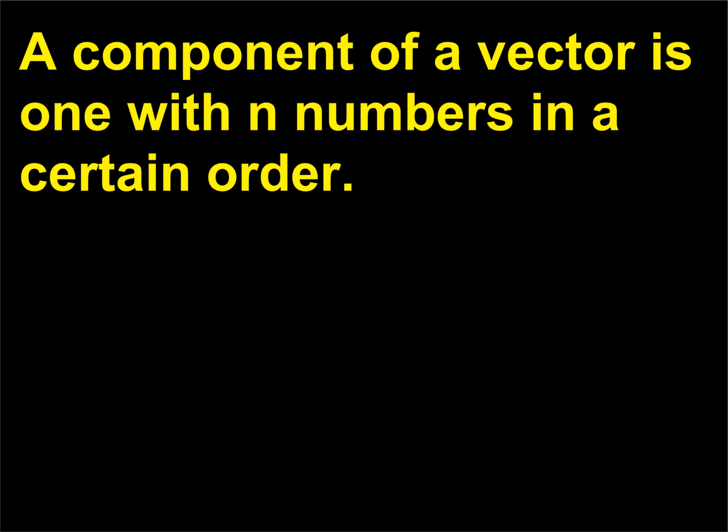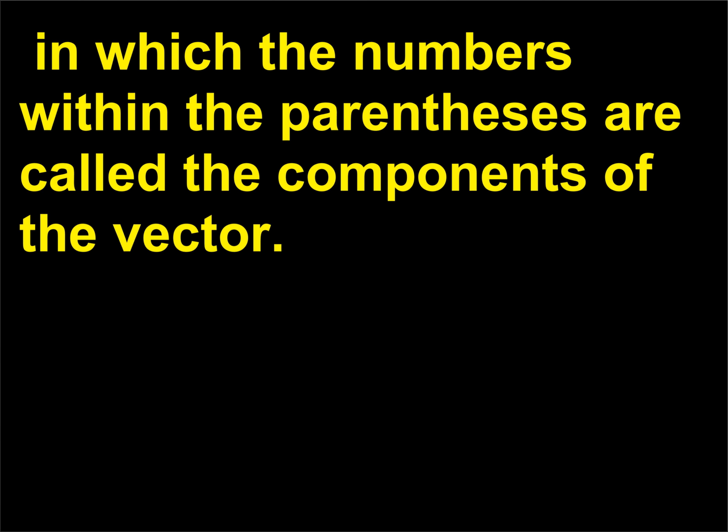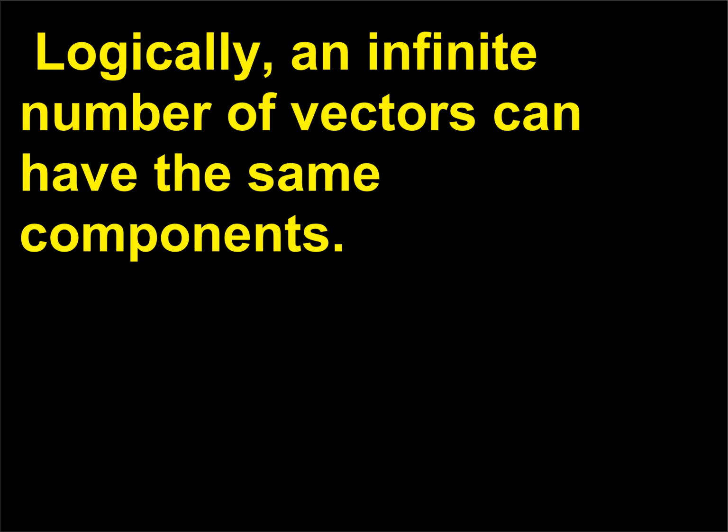A component of a vector is one with n numbers in a certain order. It is usually listed as (x1, x2, ..., xn), in which the numbers within the parentheses are called the components of the vector. Logically, an infinite number of vectors can have the same components.